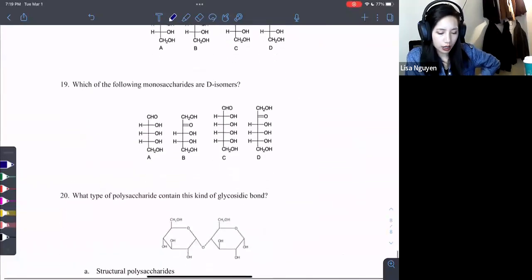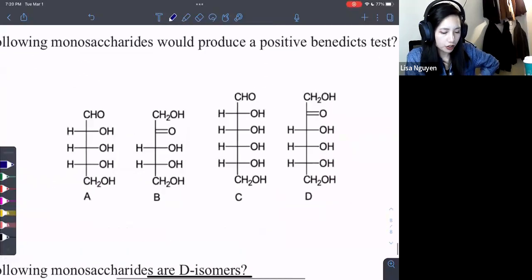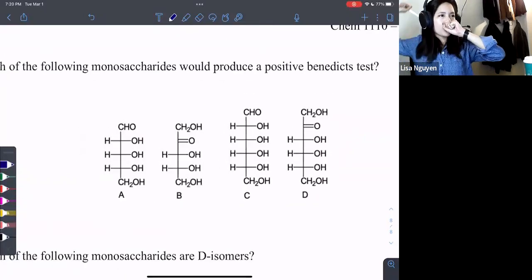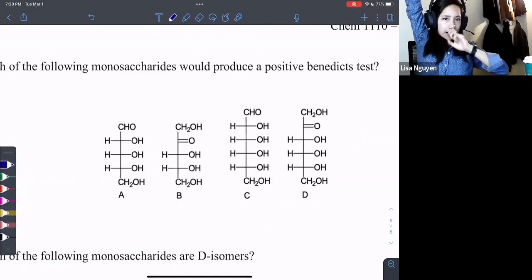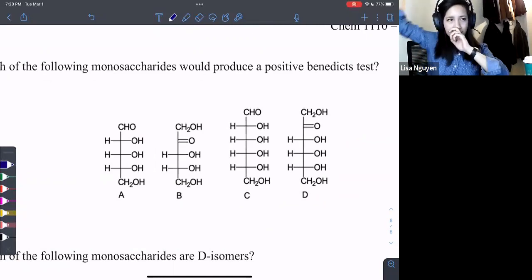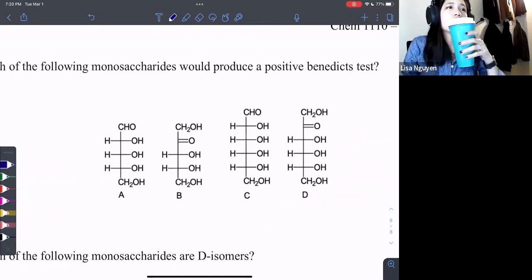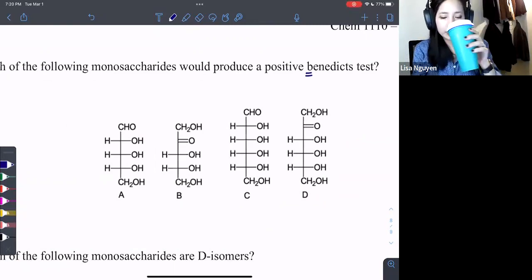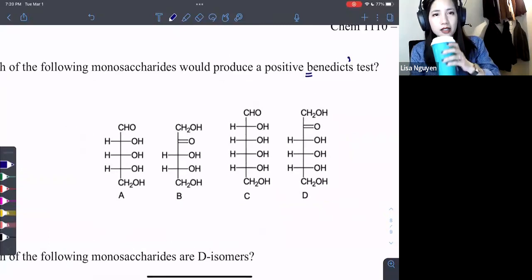All right. So, how many more? Okay. Wow, we might actually finish all these. Okay, so which of the following monosaccharides would provide a positive Benedict's test? Oh, I'm getting tired. Okay, so Benedict's test. Oh, I should have capitalized that. It's like a person's name. And I think it's possessive.